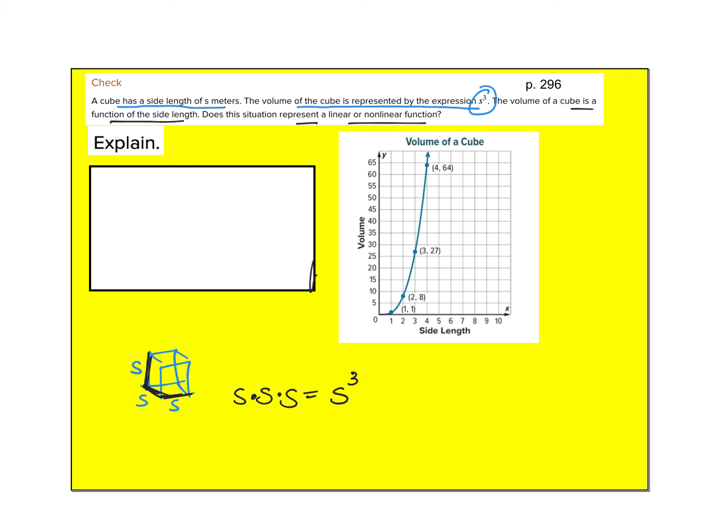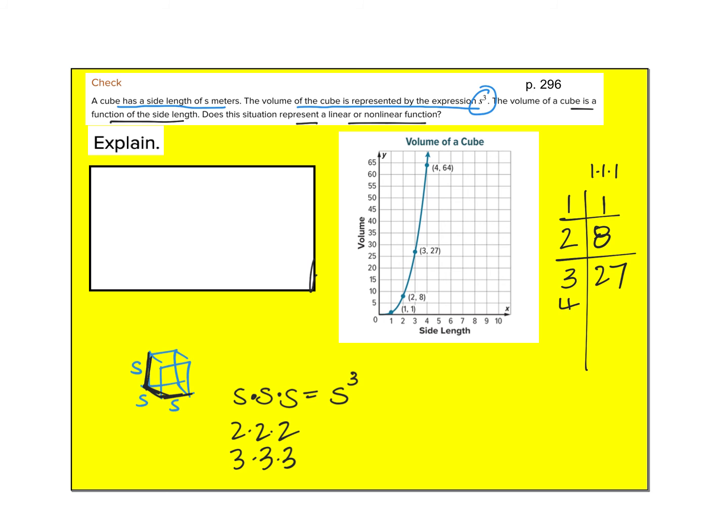Okay, so they already made a table of points for you. They said, okay, if I had a side length of 1, well, 1 times 1 times 1 is 1. If I had a side length of 2, I would do 2 times 2 times 2, which is 8. A side length of 3 would be 3 times 3 times 3, which is 27. And then 4 would be 4 times 4 times 4, which is 64.